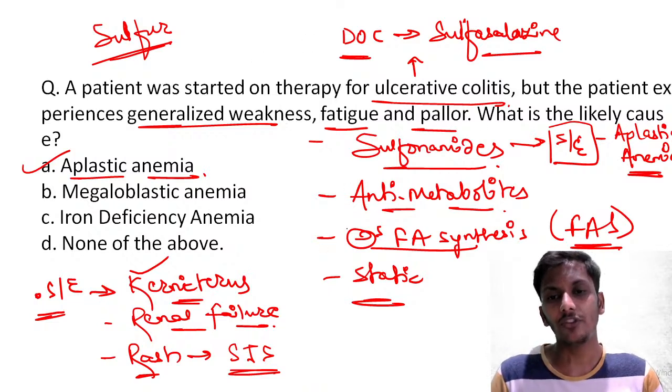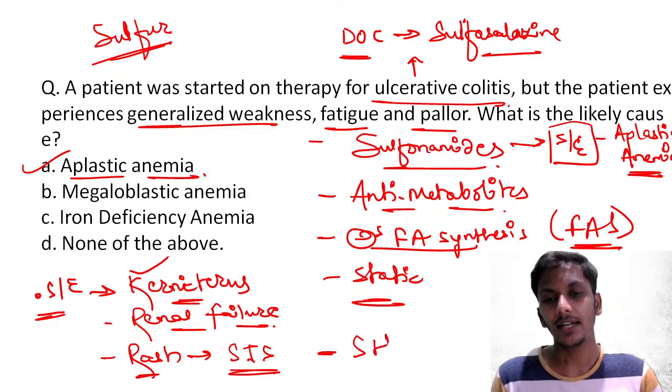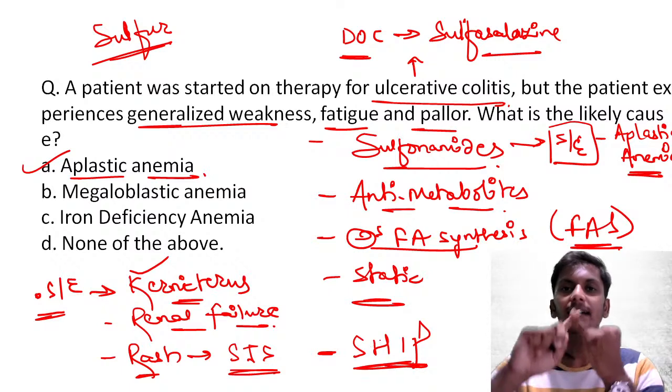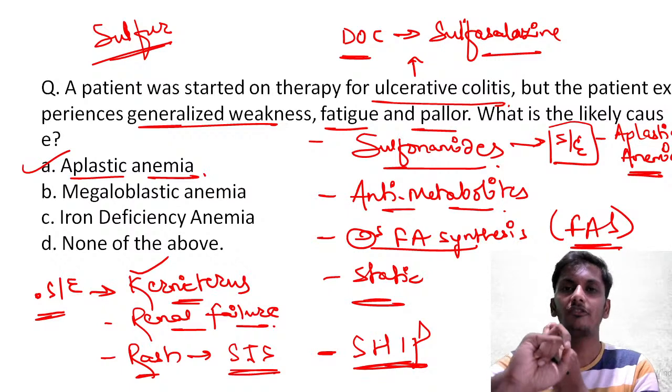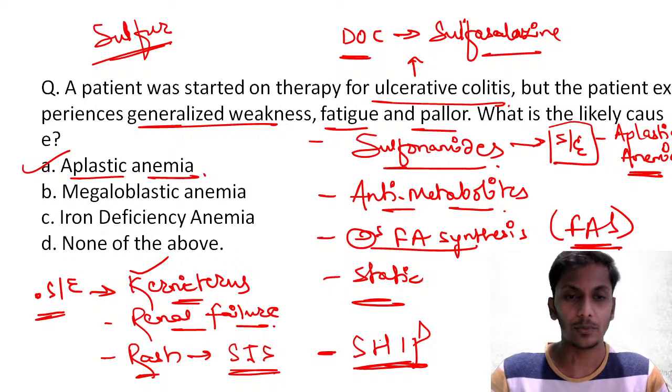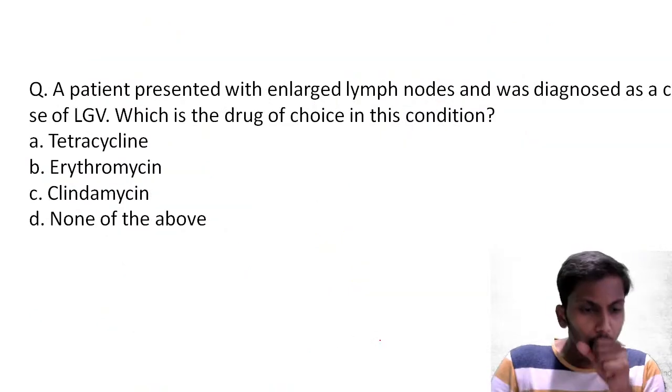And as we know, sulfonamide is a part of which drugs? It is a part of SHIP drugs, okay? Sulfonamides. Therefore, it is metabolized by acetylation. And it causes a very characteristic side effect, that is SLE, systemic lupus erythematosus. Okay? We are done with this.